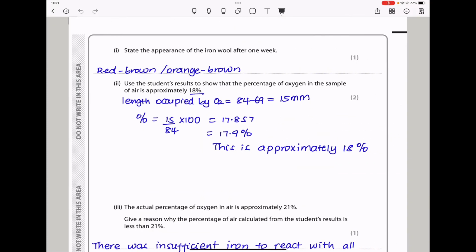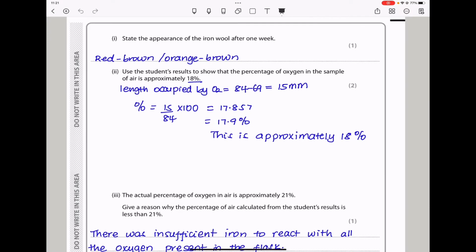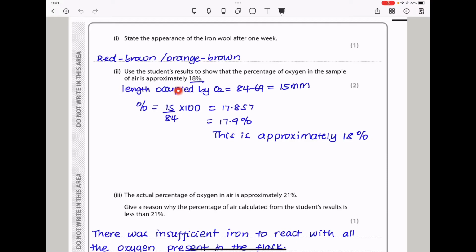So here they say, state the appearance of the iron wool after 1 week. Iron wool is going to be rusted, so the appearance is going to be red-brown, or you could say orange-brown. Next they say, use the student's results to show that the percentage of oxygen in the sample of air is approximately 18%. To do this, I found the length of the column occupied by oxygen.